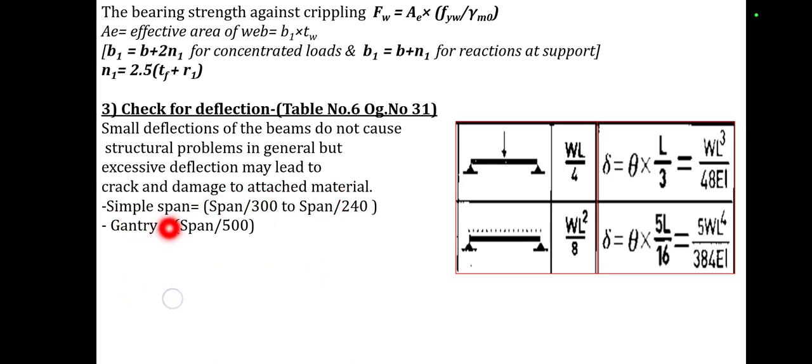For simple span, span upon 300 to span upon 240, and for the gantry girder, span upon 500 is a permissible limit for the deflection. Dear students, this is the method to design laterally supported beam for a high shear and for a low shear. We will be solving detailed numericals based upon this theory in the next lectures.